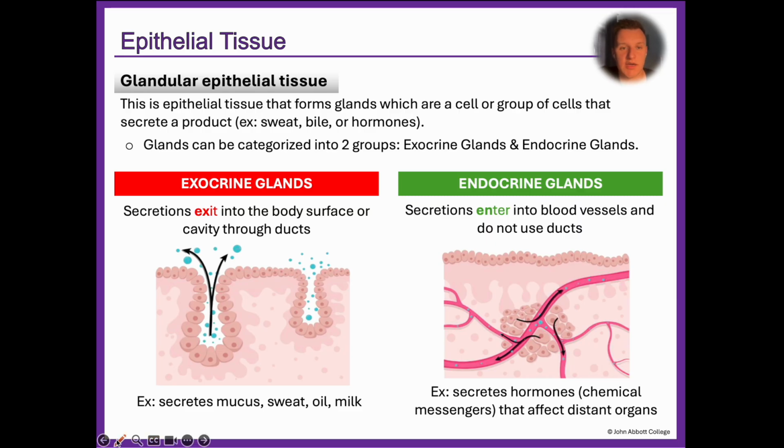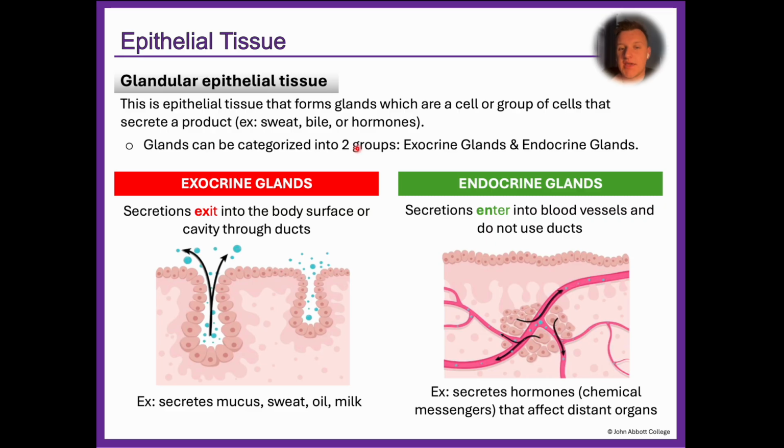So glandular epithelial tissue is an epithelial tissue that forms glands, okay? And these are cells or groups of cells that secrete a product. Glands secrete stuff. The other stuff we just saw doesn't really secrete stuff. It's just a layer, it lines, it covers. Whereas this glandular stuff makes something and secretes it. Maybe a sweat gland secretes sweat, or certain little glands in the liver make bile, hormones. These are all products that could be secreted.